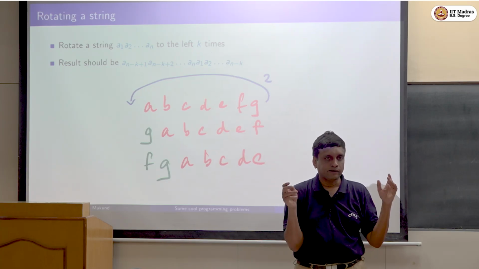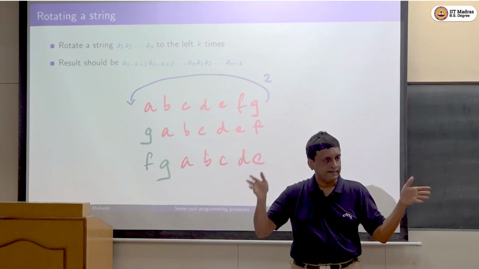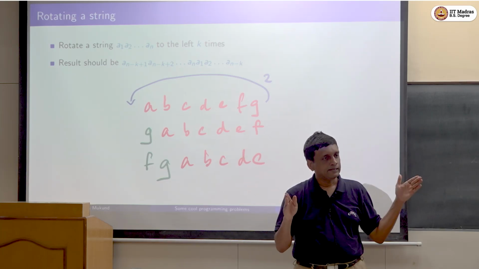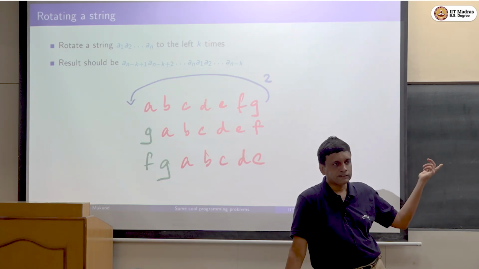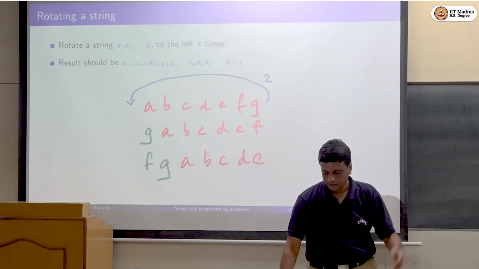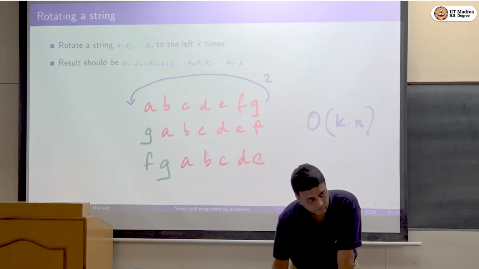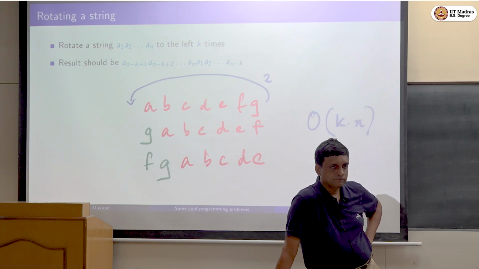I cannot reallocate a space in the beginning of the array and move it there because it's an array. So the array has n slots, and those n slots have to rotate. Every rotation by one step takes order n time. How many rotations am I doing? K. So this is going to take time proportional to k times n.